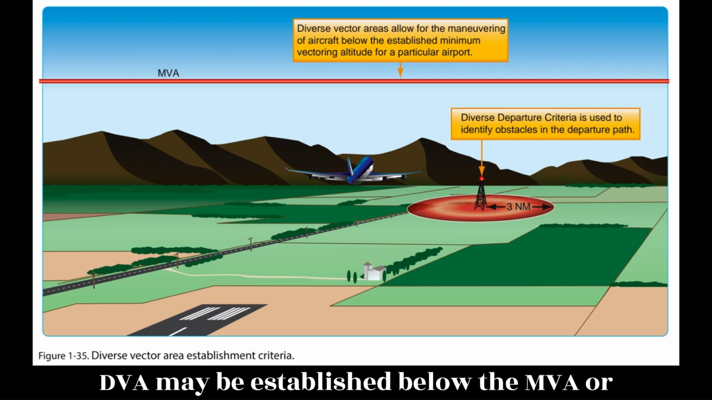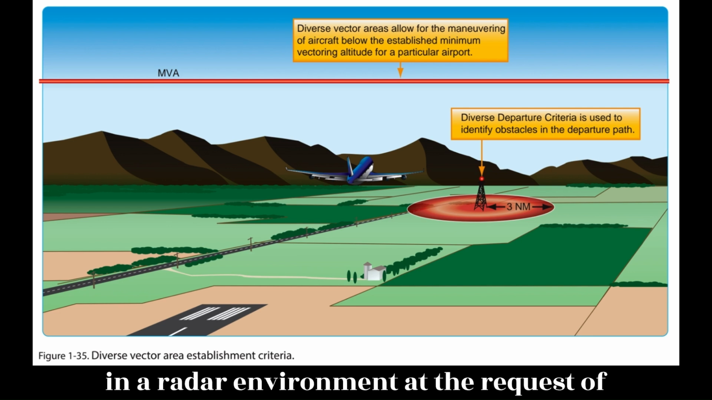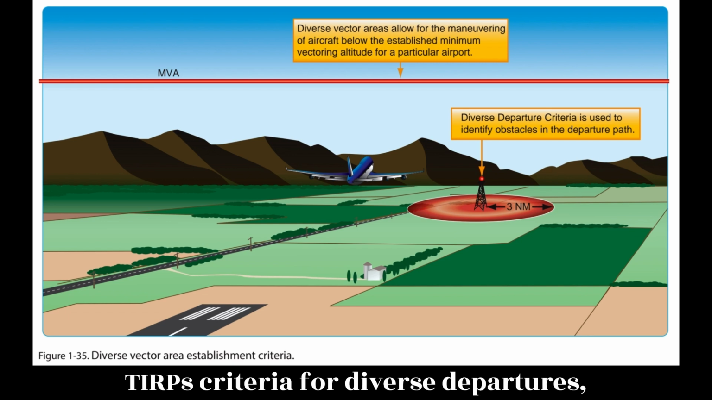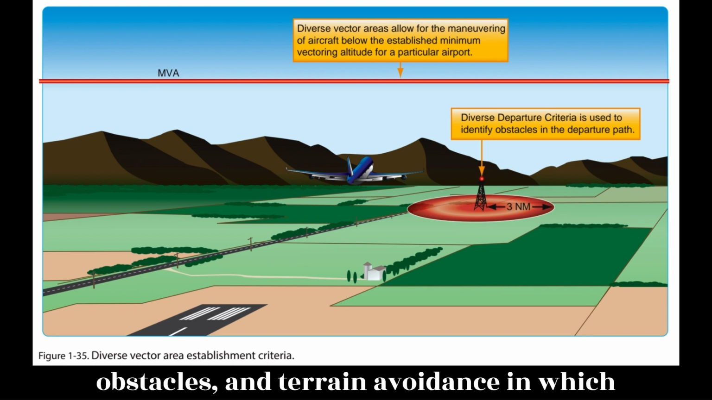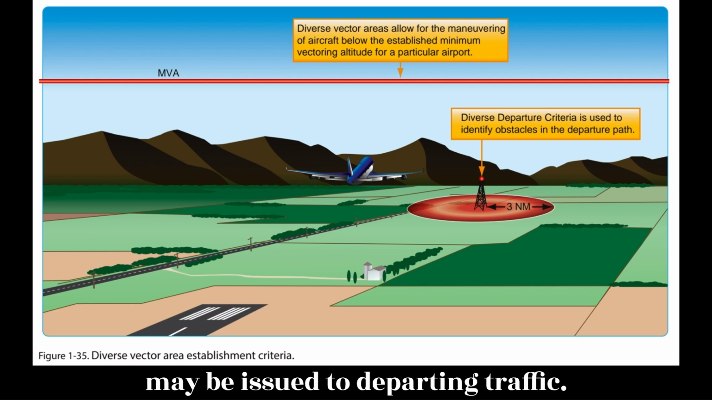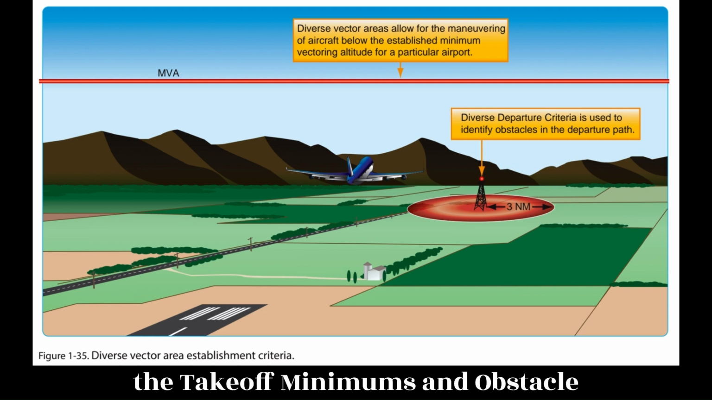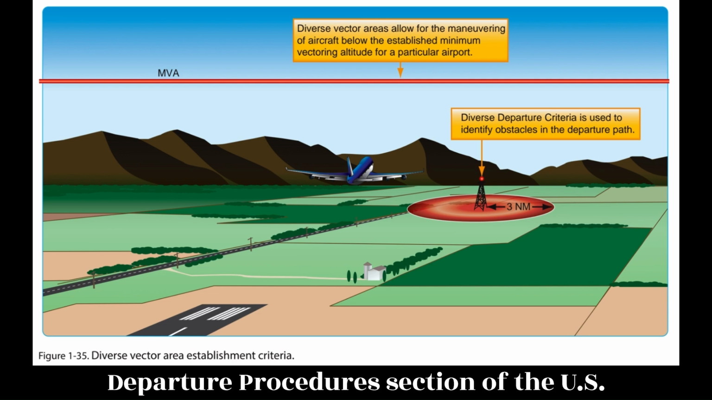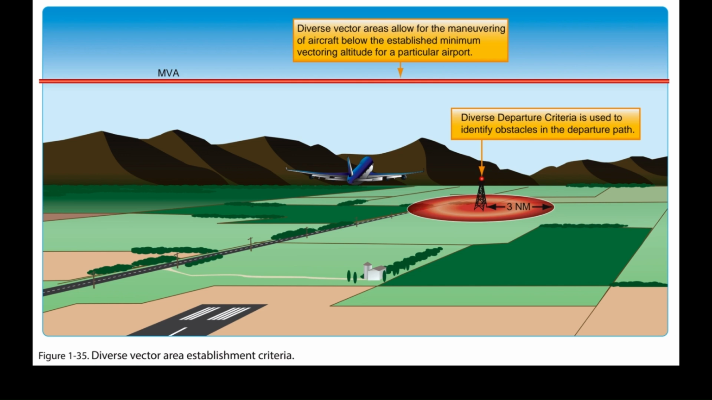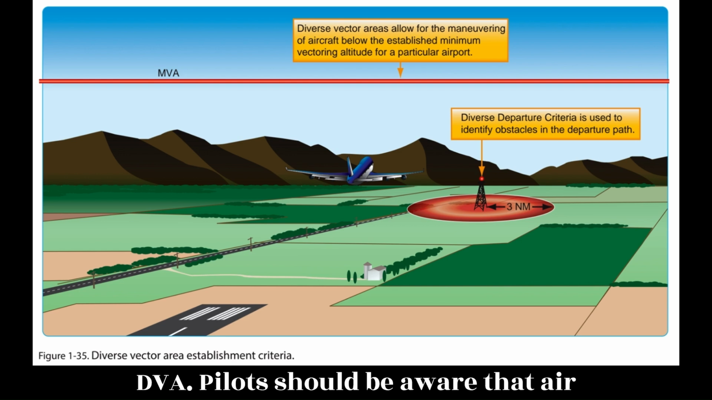This DVA may be established below the MVA or minimum IFR altitude, MIA, in a radar environment at the request of air traffic. This type of DP meets the TERPS criteria for diverse departures, obstacles and terrain avoidance in which random radar vectors below the MVA/MIA may be issued to departing traffic. The existence of a DVA will be noted in the Takeoff Minimums and Obstacle Departure Procedures section of the U.S. Terminal Procedure Publication, TPP. The takeoff departure procedure will be listed first, followed by any applicable DVA.